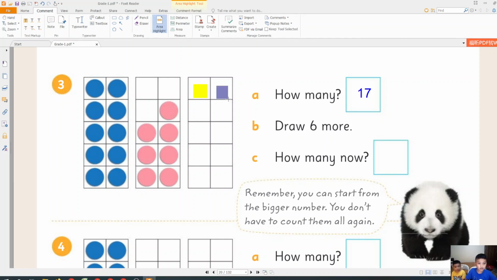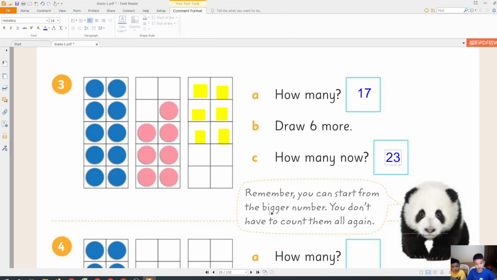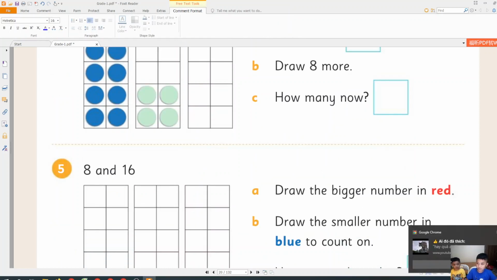1, 2, 3, 4, 5. I draw 6 more dots. Khoan, what is all this together, what is this number? 23, yes, it's 23. Khoan, next number.